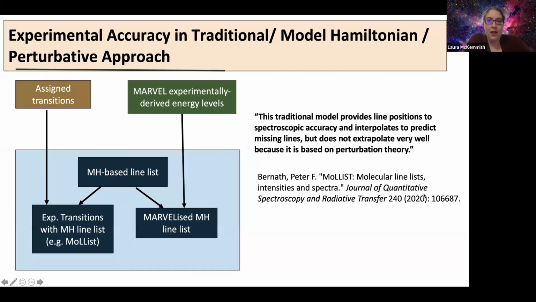And so I want to highlight, I haven't worked on this myself, but you can use exactly the same trick to take a model Hamiltonian baseline list. And as I've said before, also called the traditional approach, the perturbative approach, they're all the same thing. They're based on some sort of model Hamiltonian, very closely derived from experiments. And you can MARVELize the model, MARVELize the energy levels, or you can MARVELize the transitions. And as Bernath says in his recent paper, the traditional model provides line positions to spectroscopic accuracy and interpolates very accurately, but does not extrapolate very well because it's based on perturbation.